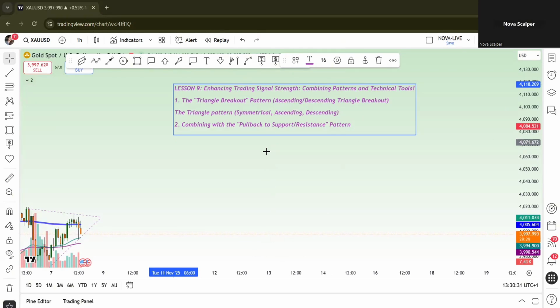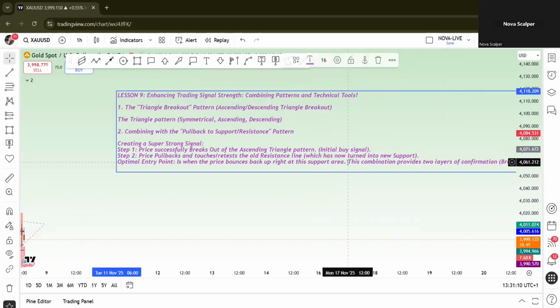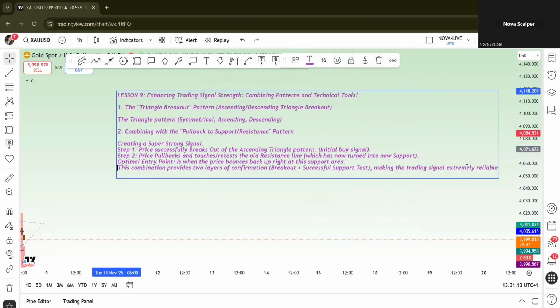And there are 2 steps to help you identify the signal. Step 1, price successfully breaks out of the ascending triangle pattern. Step 2, price pulls back and tests, or retests, the old resistance line, which has now turned into a new support. That is the optimal entry point, when the price bounces back upward at the support area. This combination provides 2 layers of confirmation, making the trading signal extremely reliable.